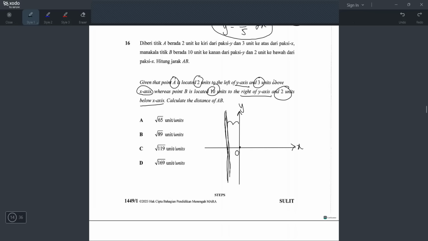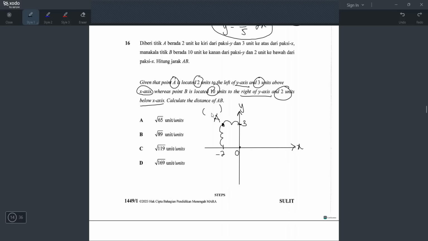Somewhere here. But then it says 3 units above the x-axis. So above the x-axis means 1, 2, 3. So definitely this is point A, right? So I'm just going to erase all this. And then from here it's 2 units left of the y-axis, 3 units above the x-axis. So this is the y-axis. So 1, 2, and then here must be 3 units. So 1, 2, 3. So this is my point A. And I can write down the coordinate actually, because it is to the left, this will be negative 2.